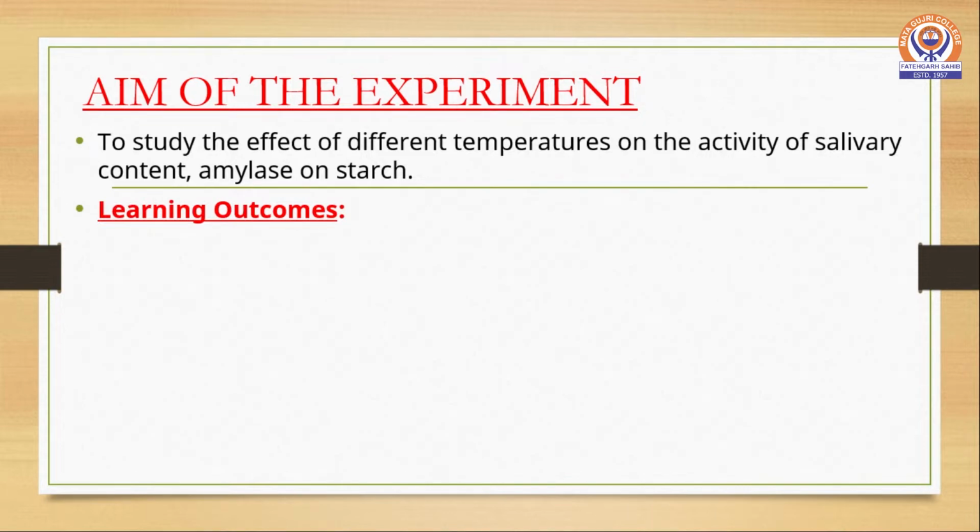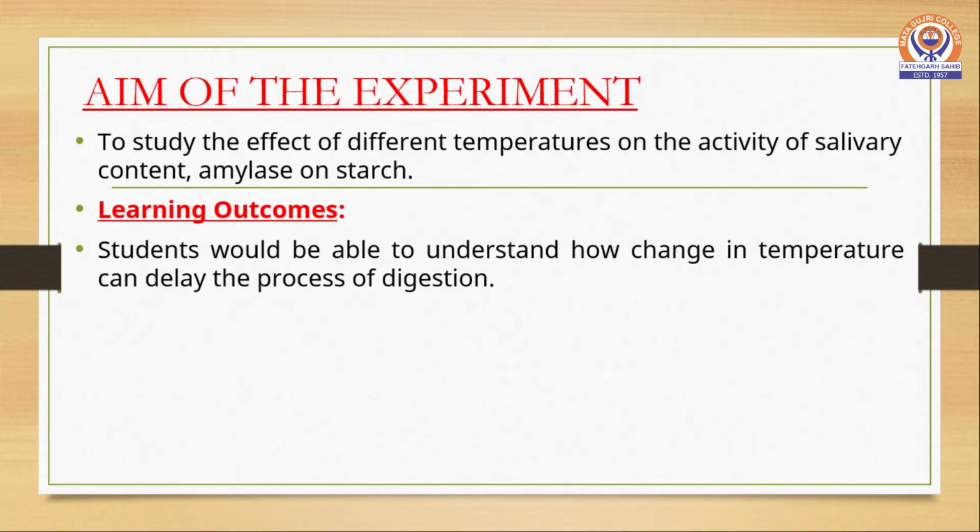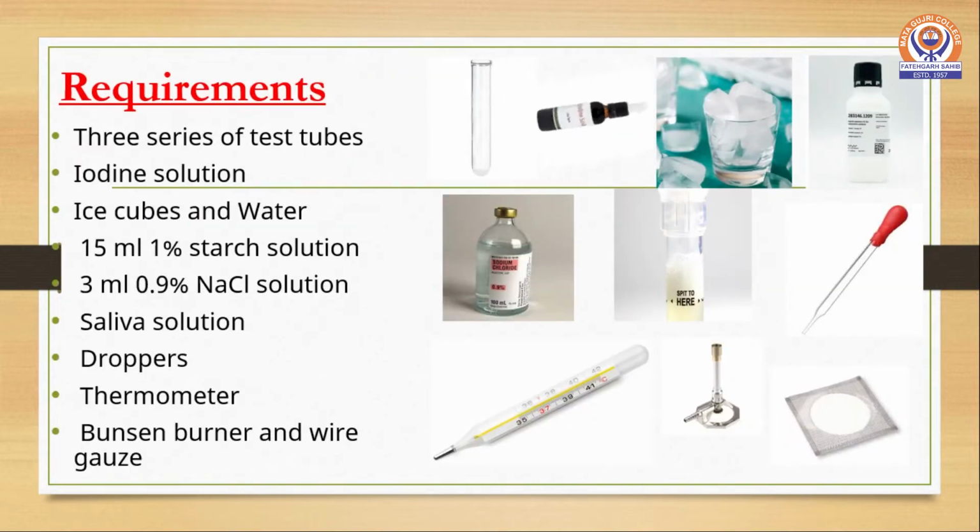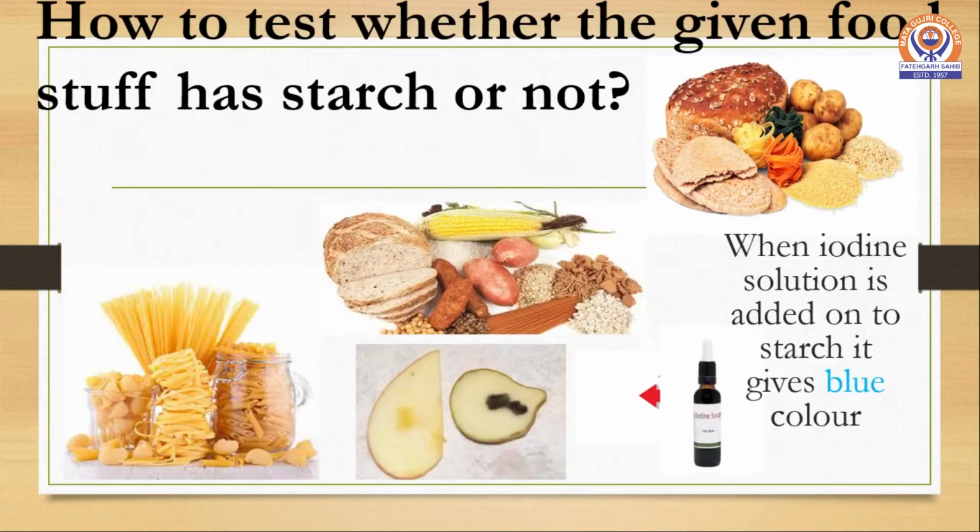The learning outcomes would be students would be able to understand how change in temperature can delay the process of digestion, and the requirements for this experiment would be 3 test tubes, iodine solution, ice cubes in water, 15 milliliters of 1% starch solution, 3 milliliters of 0.9 sodium chloride solution, saliva solution, droppers, thermometer, Bunsen burner with wire gauze.